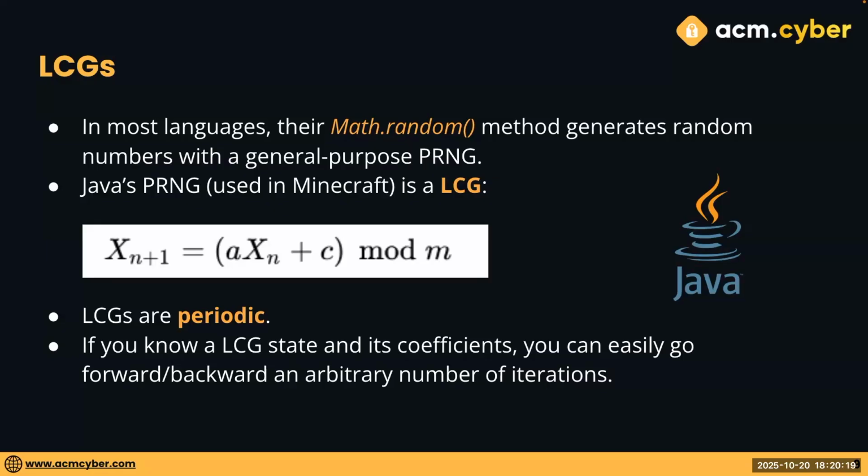Another thing about LCGs is that if you know the state and coefficients, you can easily skip forward a bunch of steps or go backwards a bunch of steps, which is super easy to do, not any harder than just doing it one by one.